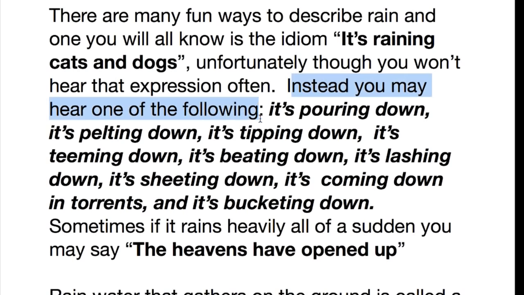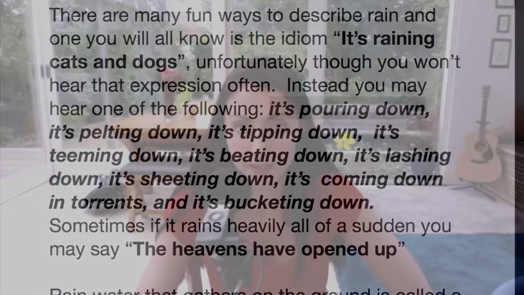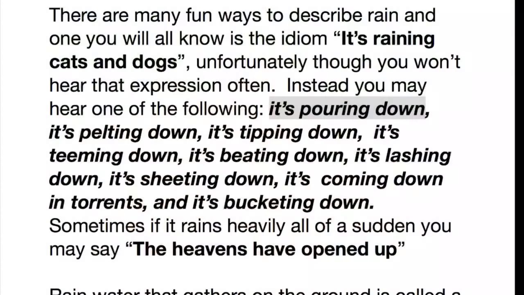Instead, you may hear one of the following. It's pouring down. Now, all of these phrases refer to very heavy rain. Okay, so when you've got a heavy shower, you could say it's pouring down outside. Absolutely pouring down. Obviously, to pour is if I took this glass of water and tipped it, that would pour. And so if it's pouring down, it means it's like lots and lots of water. It's pelting down is another one.